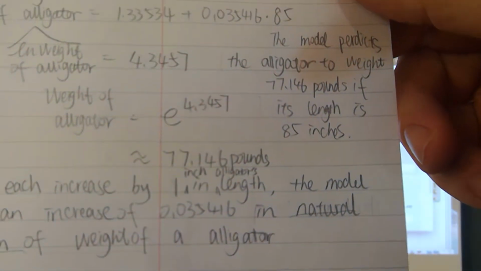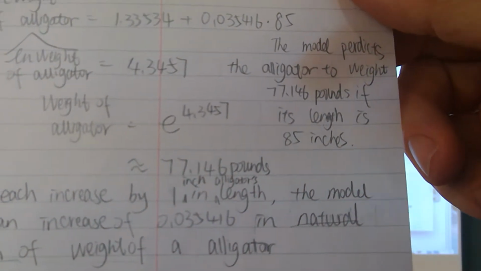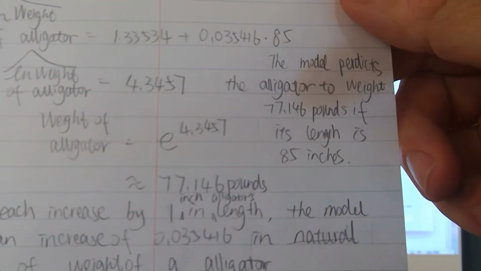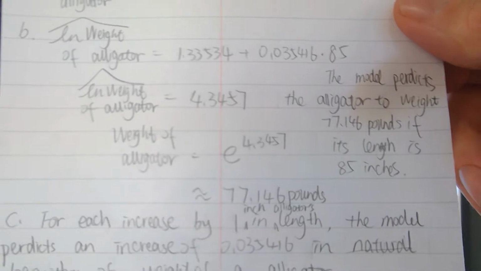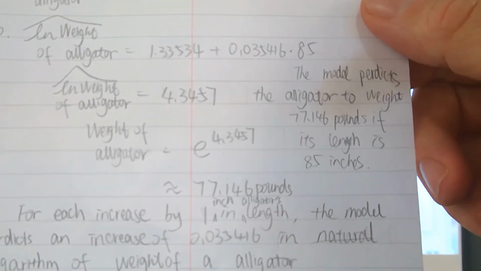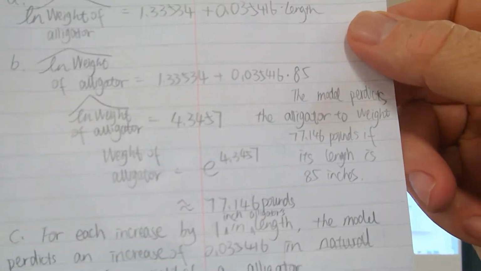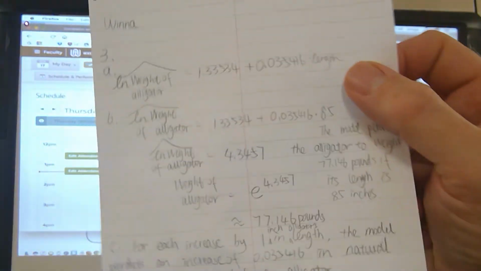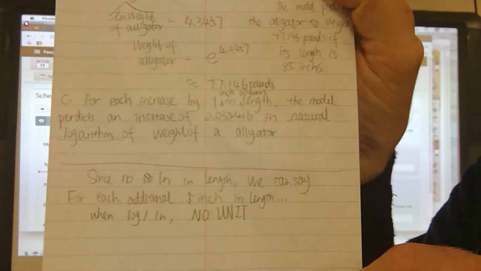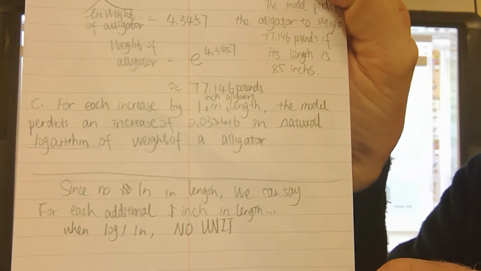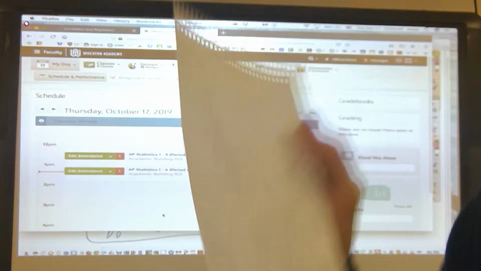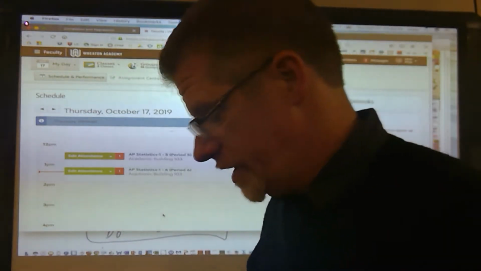you could say for each increase of 1, or since there's no log there, you could just say for each additional inch in length, the model predicts an increase of that slope in natural logarithm of weight of alligator. You don't say feet, you don't have units there. It's kind of a clunky expression there. So you can take a screenshot of that if you want to study it. That was the homework. Now we're going to the test.